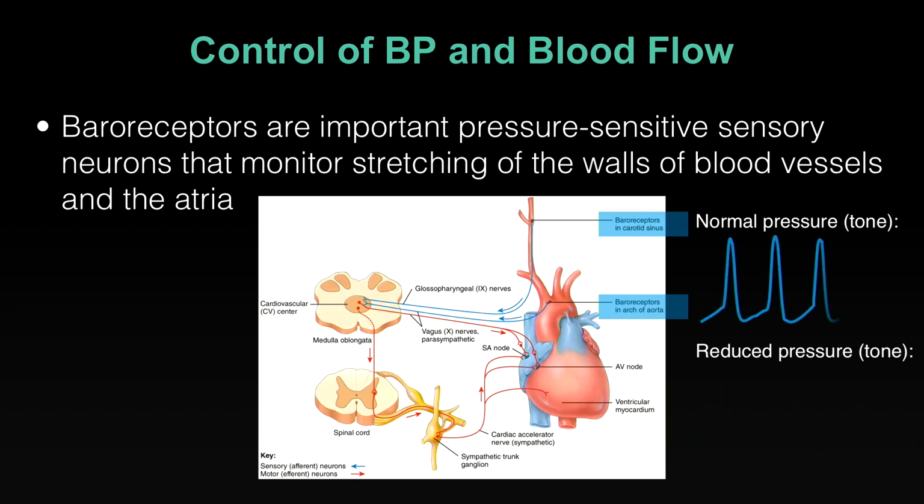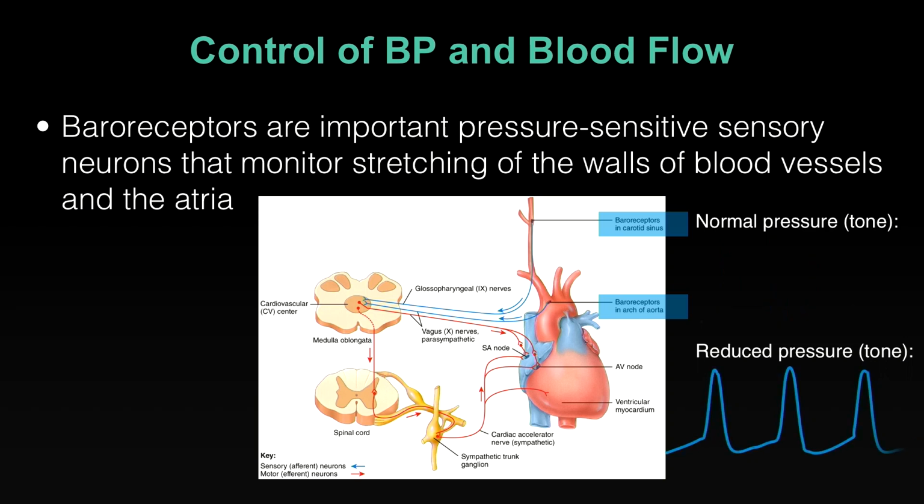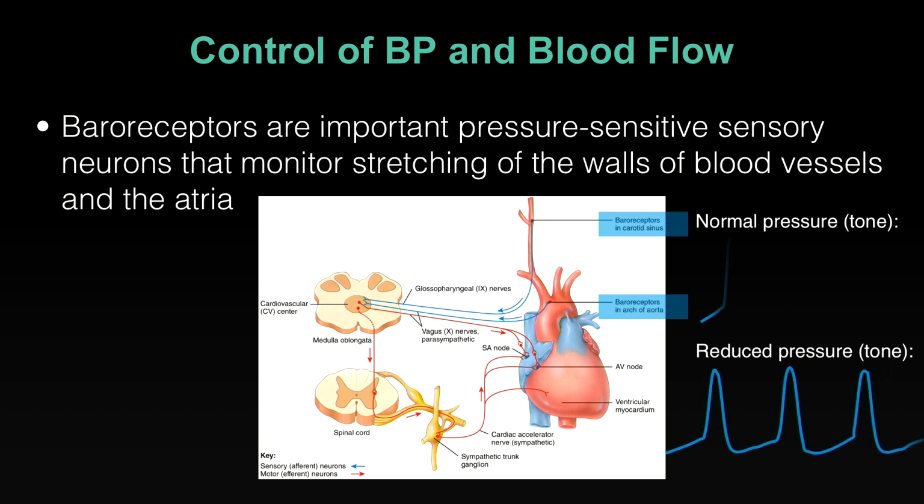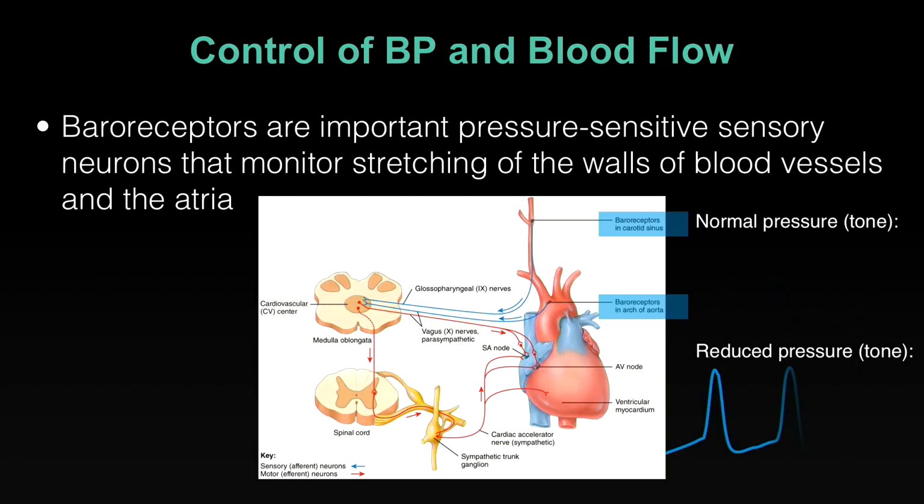So in the second example, there's a reduced pressure, let's say in the aorta. There's less stretch on the walls of the aorta, and then the baroreceptor in the arch of the aorta would fire less quickly or less frequently. So, what does that do? That signal is always being sent to the cardiovascular center. It's always being interpreted. If it's slower than normal, now the alarm bells are on. I need to do something. I need to restore that firing rate to normal.